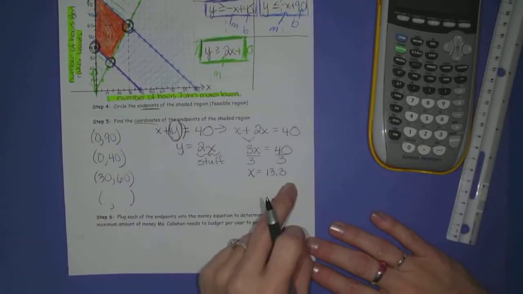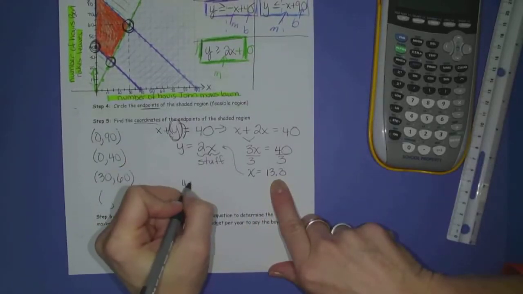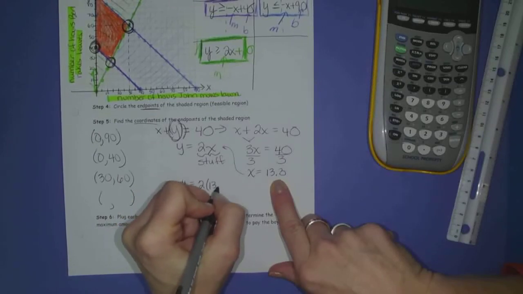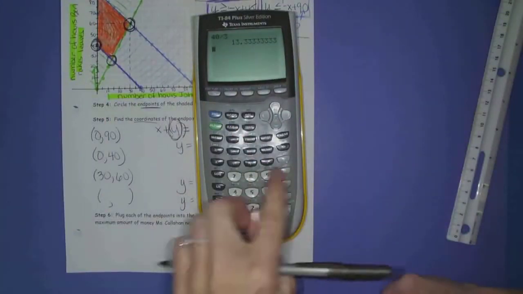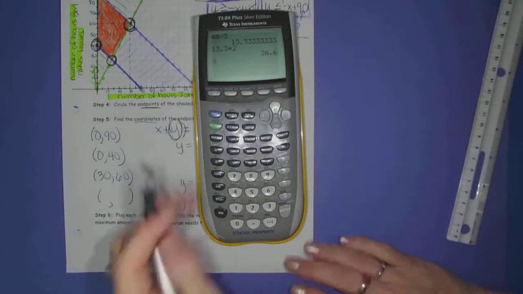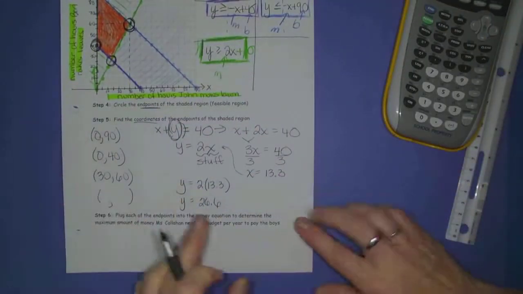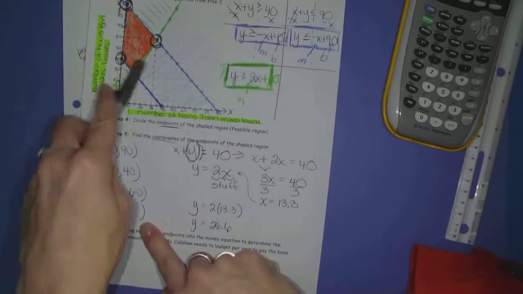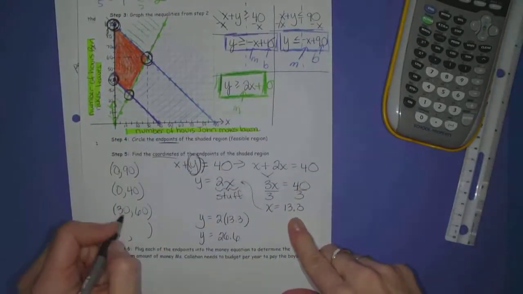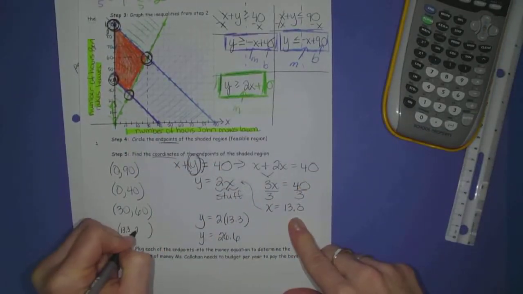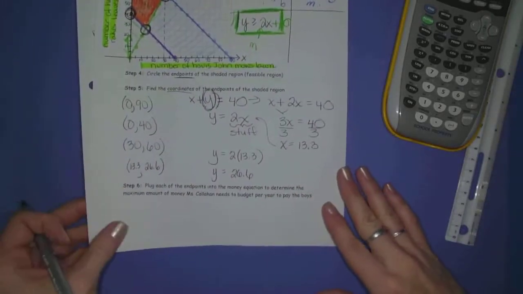Okay, so when x is 13.3, now we have to find y. So I like to go back to the stuff. So y is going to be 2 times 13.3, which if you can do that in your head or just take your calculator, 13.3 times 2, 26.6. Okay, so my final endpoint of the feasible region, this guy right here, is 13.3 and 26.6. Okay, and it looks like we're coming to the end here.